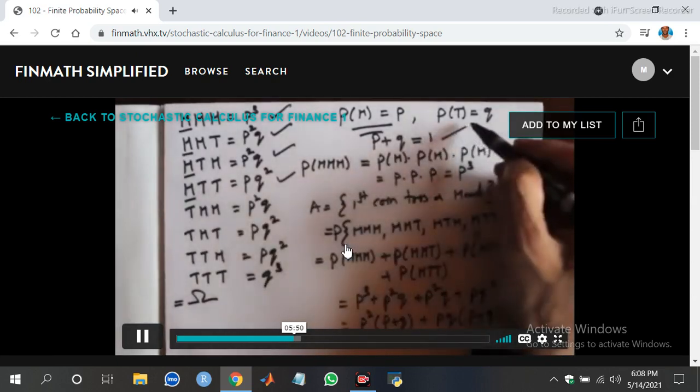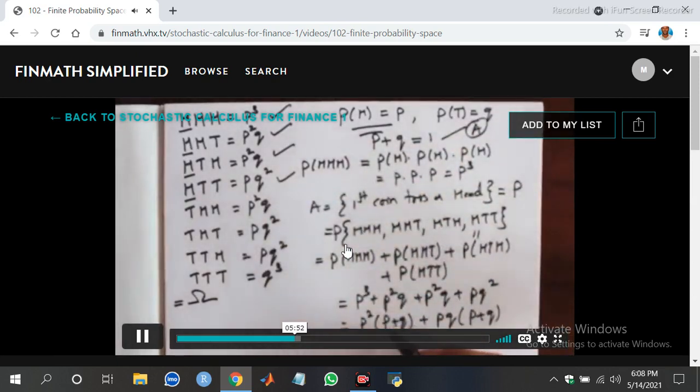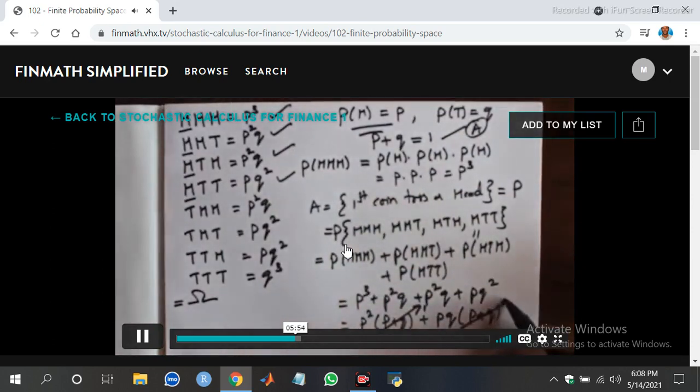Now if you see from this equation A, this goes to 1, this becomes 1, right? So we are left with P square plus PQ, and we can further solve it by taking P out, and we get P plus Q, and this again is 1, so we finally get P.